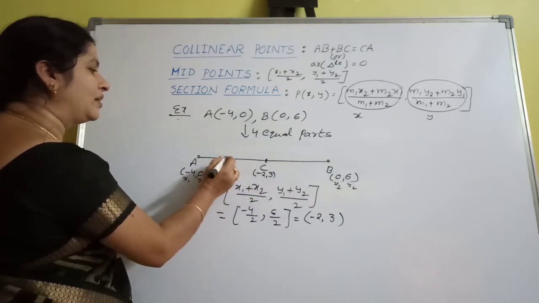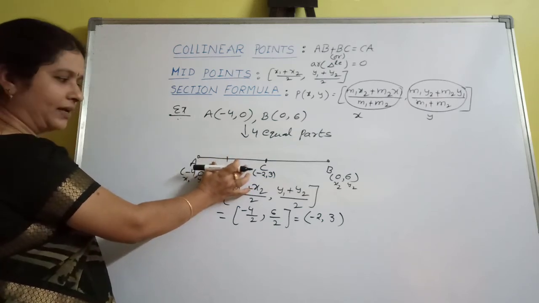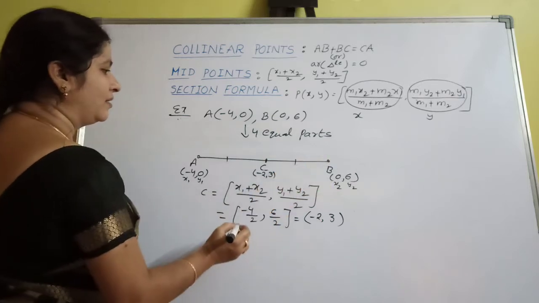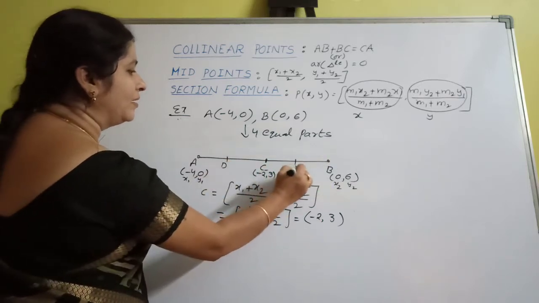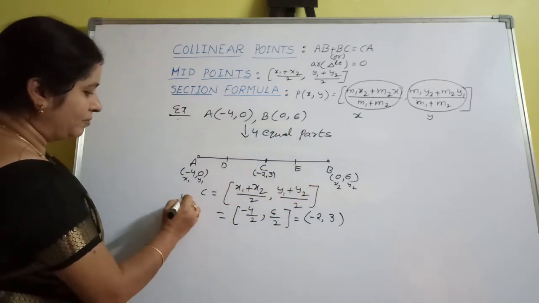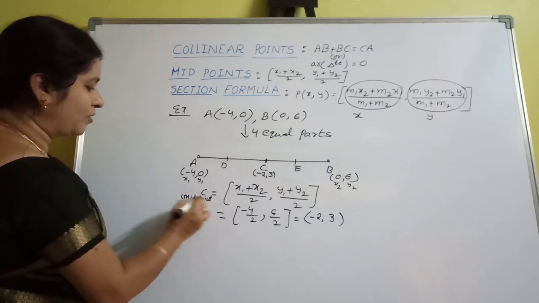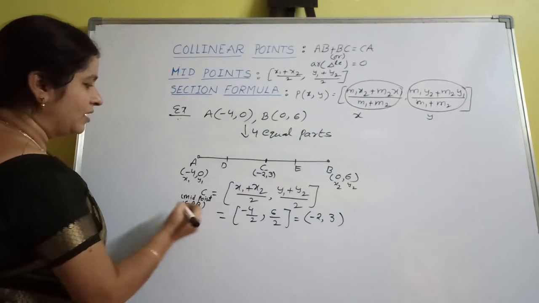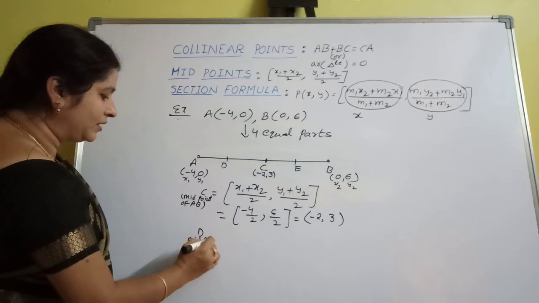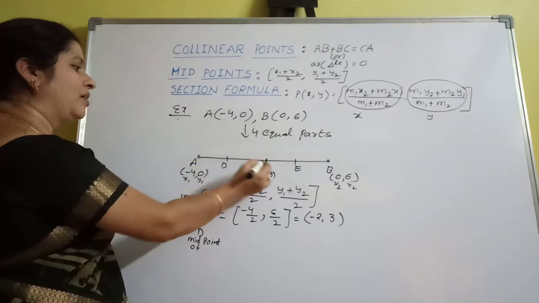Again you take the midpoint of AC, and the midpoint of BC. These cut each half into 2 equal parts again. Let them be D and E. So D is the midpoint of AC, C is the midpoint of AB, and D is the midpoint of AC only.